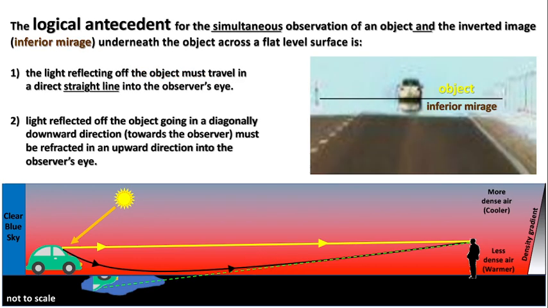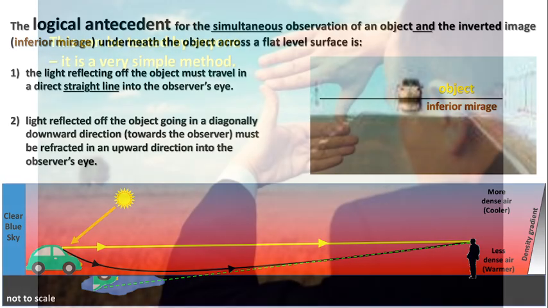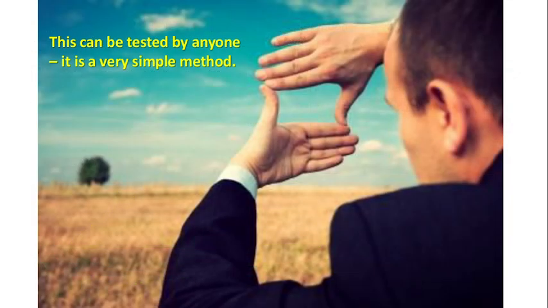The logical antecedent for the simultaneous observation of an object and the inverted image or inferior mirage underneath the object across a flat level surface is 1. The light reflecting off the object must travel a direct straight line into the observer's eye. 2. The light reflected off the object going in a diagonally downward direction towards the observer must be refracted in an upward direction into the observer's eye. This can be tested by anyone. It is a very simple method.